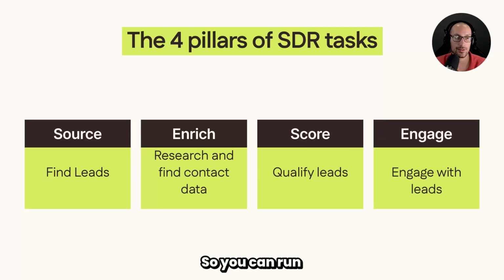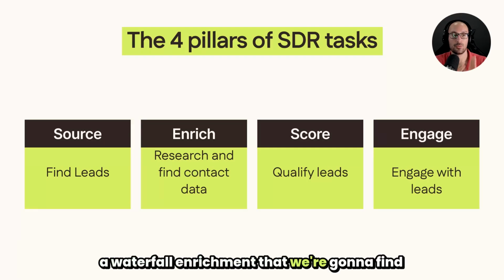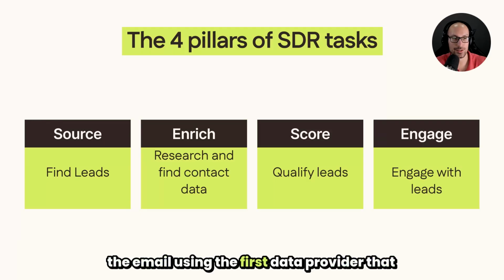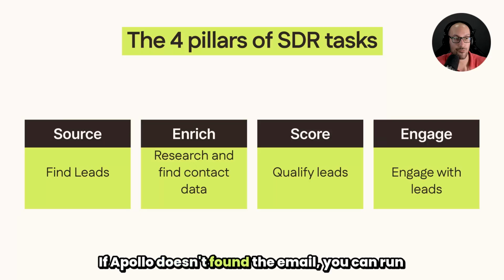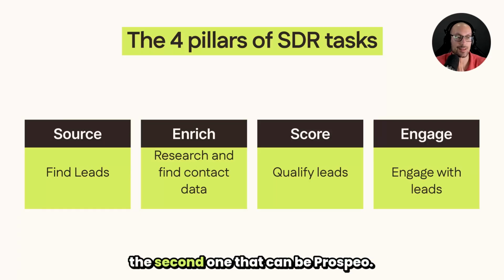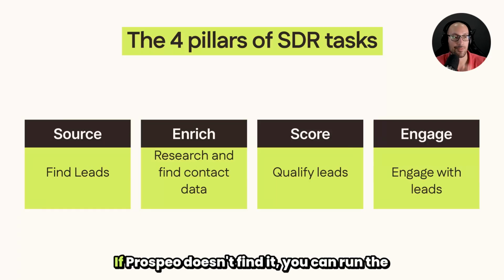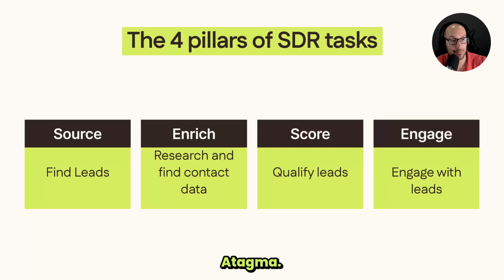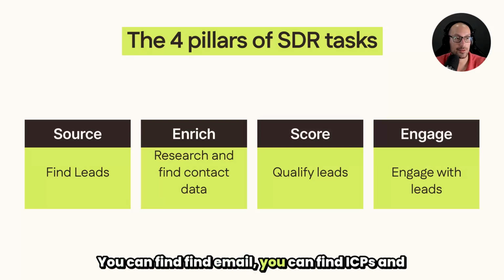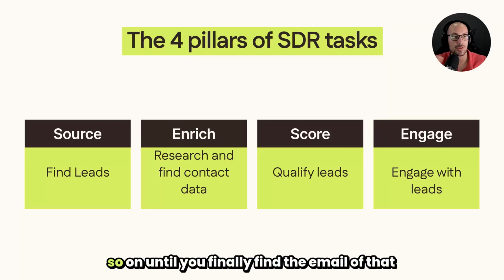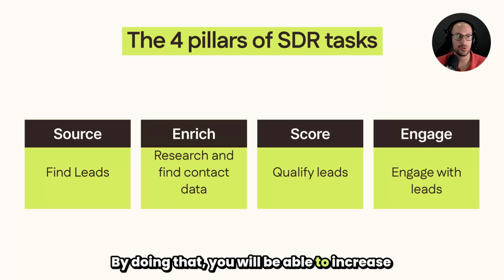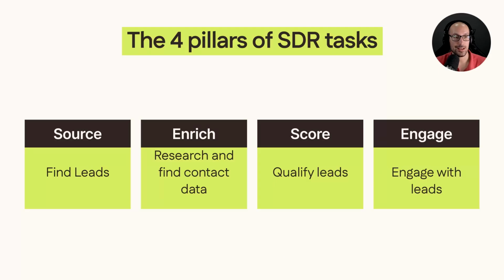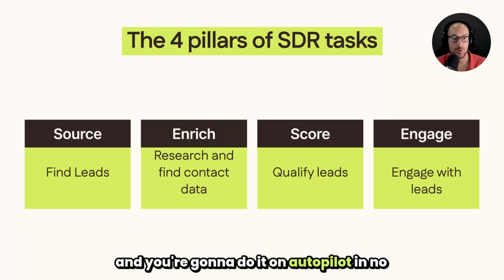So you can run a waterfall enrichment that will find the email using the first data provider, which can be Apollo, for instance. If Apollo doesn't find the email, you can run the second one, which can be Prospeo. If Prospeo doesn't find it, you can run Tagma. You can find emails, you can find ICPs, and so on until you finally find the email of that lead. By doing that, you will be able to increase the coverage, and you're going to do it on autopilot in no time.